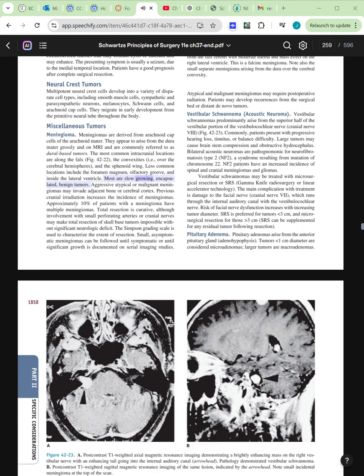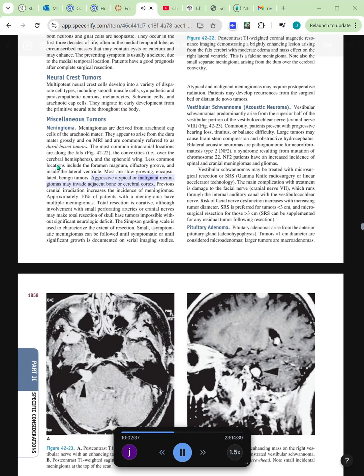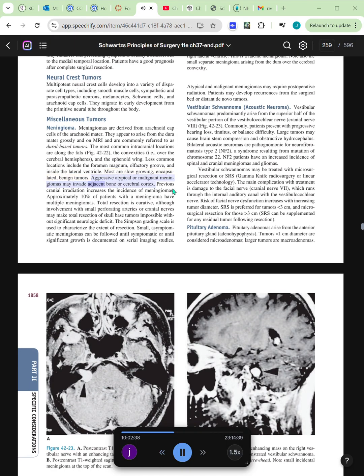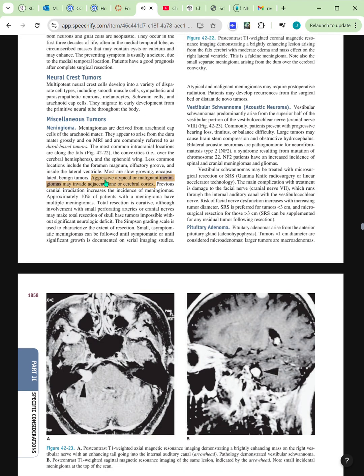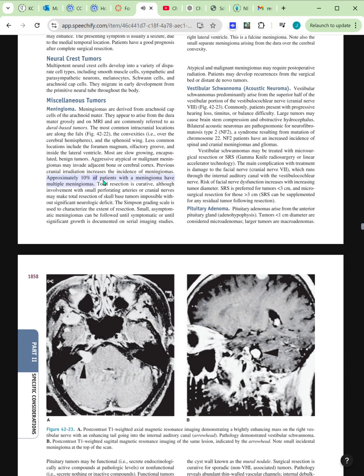Most are slow-growing, encapsulated benign tumors. Aggressive atypical or malignant meningiomas may invade adjacent bone or cerebral cortex. Previous cranial irradiation increases the incidence of meningiomas. Approximately 10% of patients with a meningioma have multiple meningiomas.